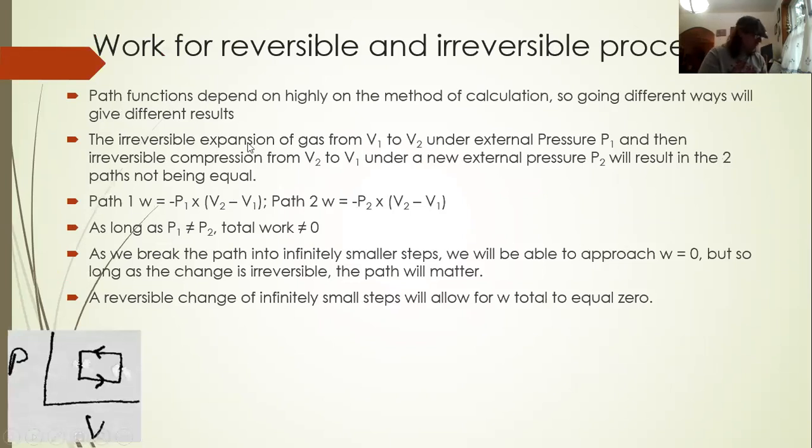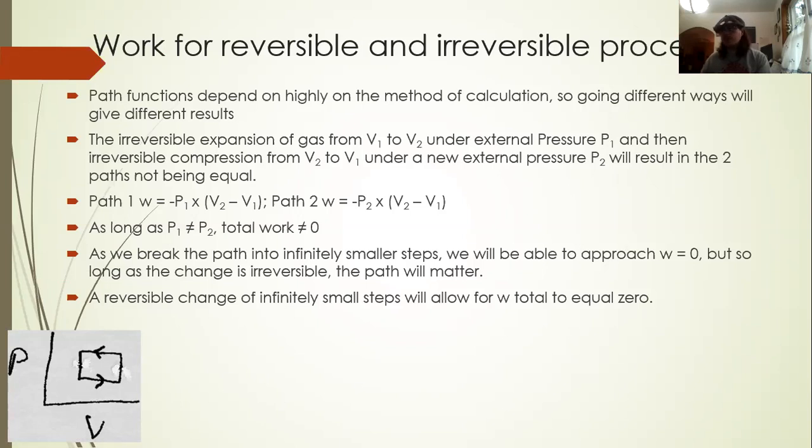So here's where we get to looking at path functions in a reversible and irreversible process. Path functions are dependent on how we calculate this. So we've got to think about this in terms of our ideal gas equation. An irreversible expansion of a gas from V1 to V2 under external pressure, and then V2 to V1 under a new pressure, will result in the two paths not being equal. So even though the delta V will be equal and opposite, the pressures will not be equal and opposite. So if I add the work from step 1 to the work from step 2, they do not cancel out.